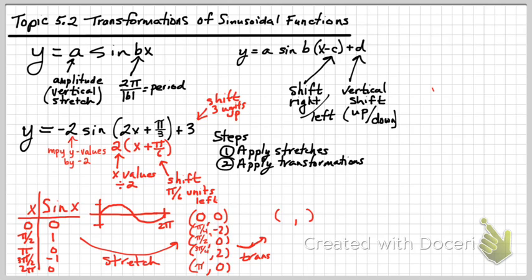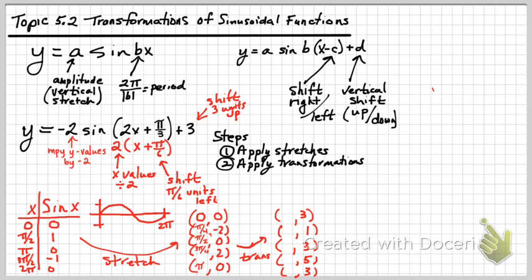Transformations. Now, the point 0, 0 is going to be shifted 3 units up. So every y coordinate is going to go up 3 units. That means 0 goes to 3, negative 2 goes to 1, 0 goes to 3, 2 goes to 5, and 0 goes to 3.